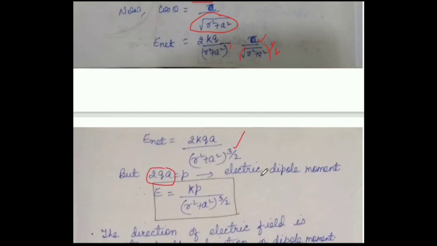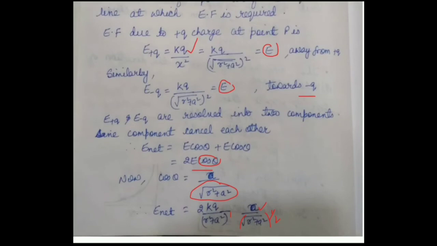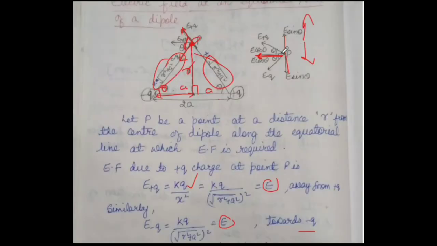This is dipole moment P. So you can write 2qa, in place of this one you write P. So kP by (r square plus a square) to the power 3 by 2. Here again the direction of electric field is in this direction. Net electric field is in this direction now.